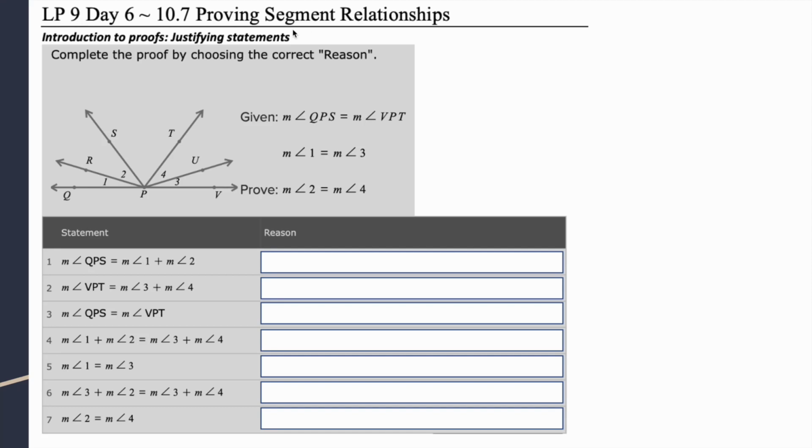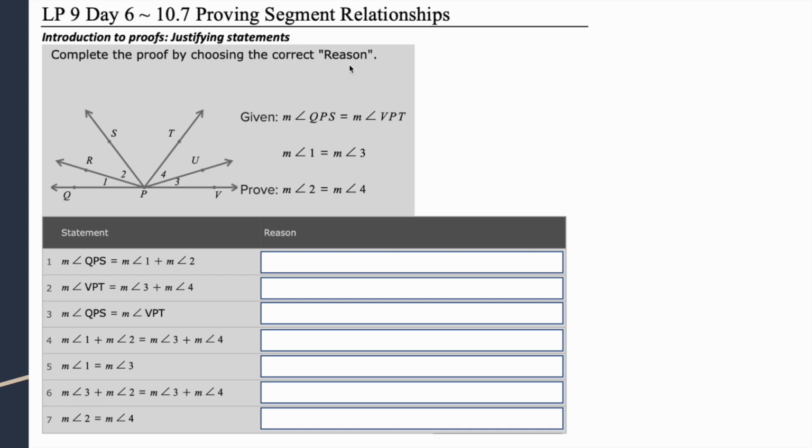So this is a proof with angle addition instead of segment addition. The previous one I did, I focused on the segment addition one, but they might also throw this kind of one at you where you have angles. So really at the beginning here, when we're doing introduction to proofs, it's either going to be segment addition or angle addition, one of the two.